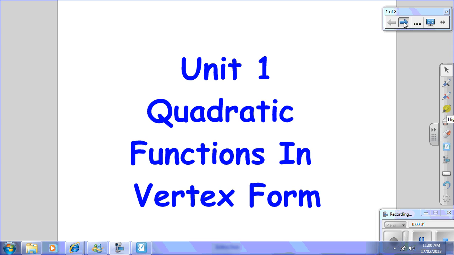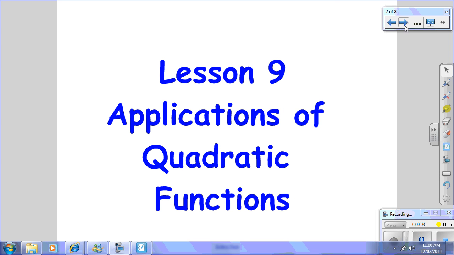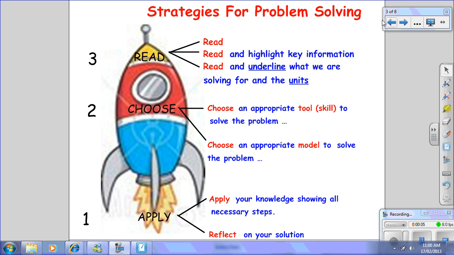In vertex form, specifically applications of quadratic functions. A few days ago, when we were working on applications of quadratic functions, we introduced a spaceship. And that gave us a 3-2-1 blast-off strategy for solving application problems.